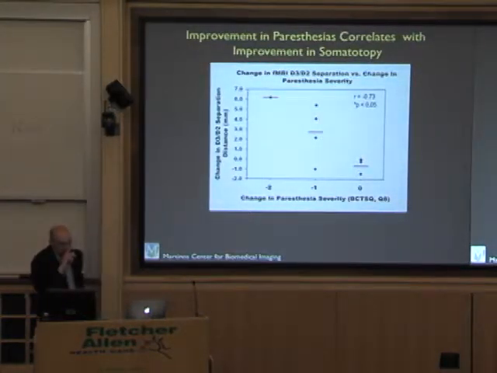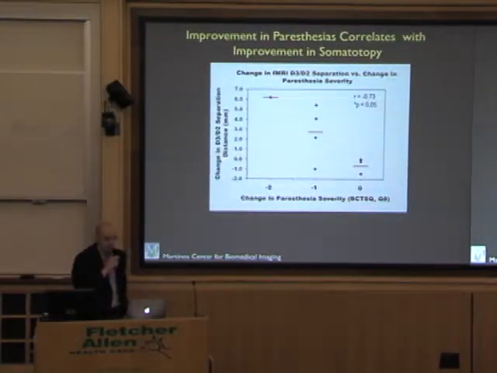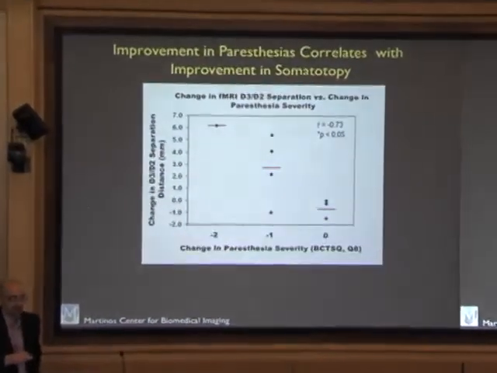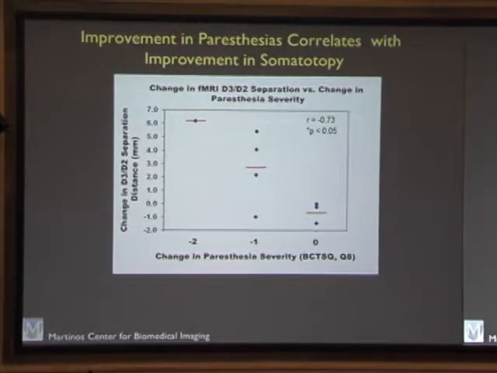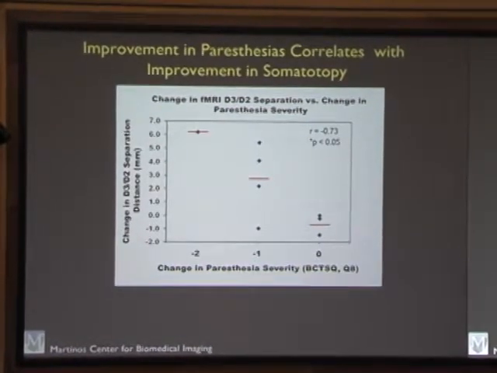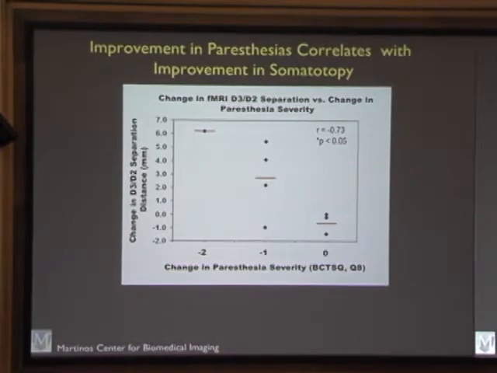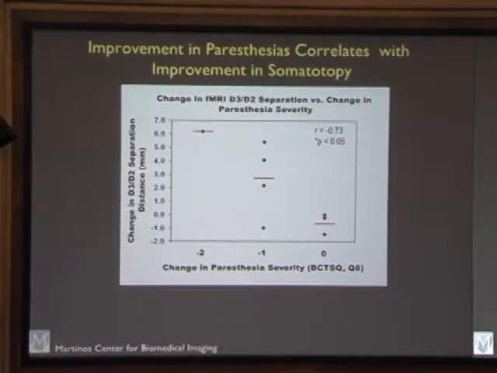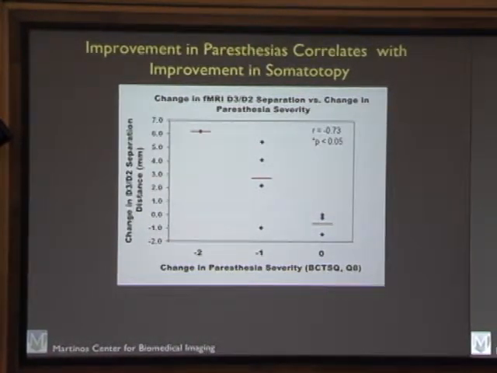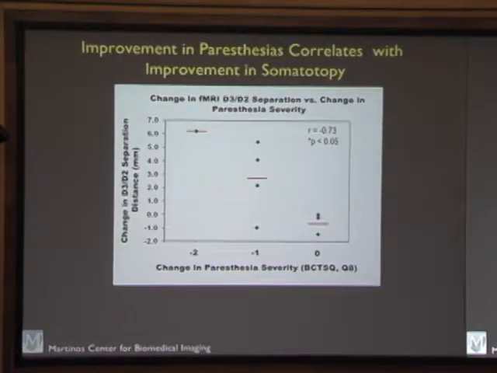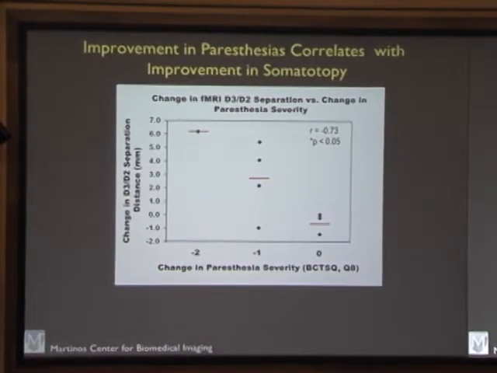So one interesting thing we wanted to look at was whether there was a relationship between the improvement in paresthesias and the improvement in somatotopy. Again, this was a pilot study with very small numbers, but we have some evidence that the patients who improved the most in paresthesias were the ones who increased their D2, D3 separation distance the most. So we're following up on this promising preliminary data.